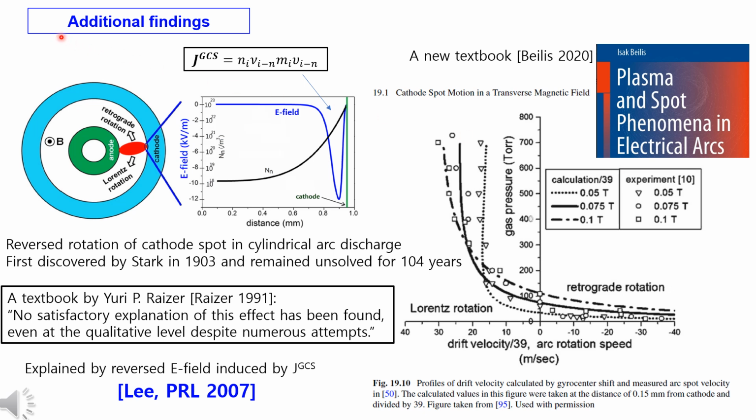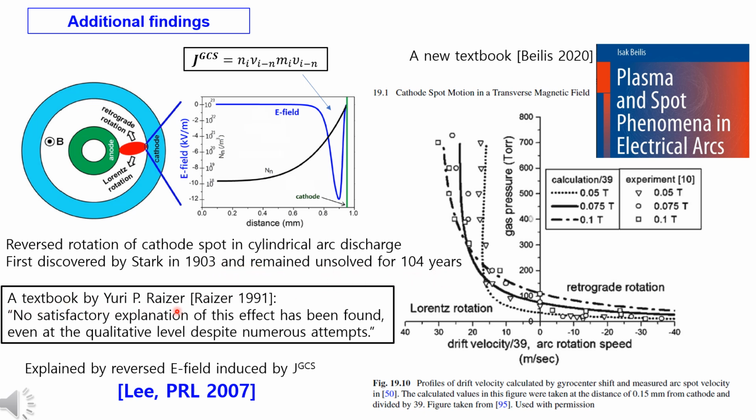Before going to the conclusion, I'd like to tell you that there are additional findings. If the GCS current is real, it should be found elsewhere than in tokamaks. The reverse rotation against the Lorentz direction of the cathode spot in a cylindrical arc discharge was first discovered by Stark in 1903 and remained unsolved for 104 years.